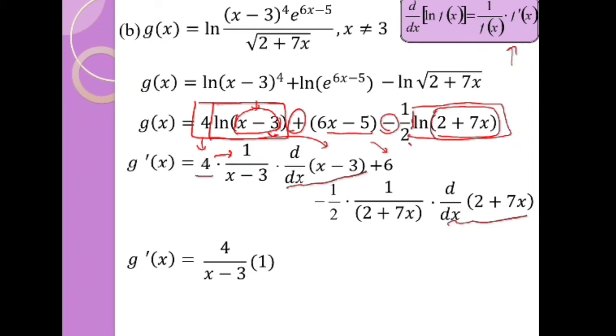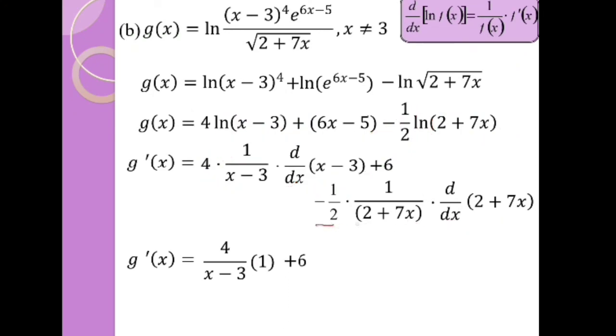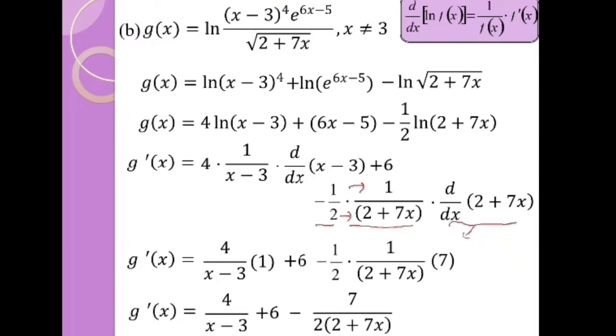So this is 4 over 1. Multiply numerator with numerator, denominator with denominator, and when you differentiate x minus 3, you get 1, multiply with that. You have plus 6 multiplied with this, so numerator with numerator, denominator with denominator, and differentiate this term, you get 7. Lastly, simplify your answers. Behind here, this is 7 over 1, so multiply all of the numerators together, you get 7 on top, and below is just 2 in front of this bracket. And that will be your final answer.